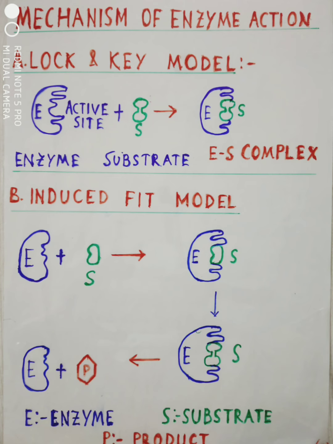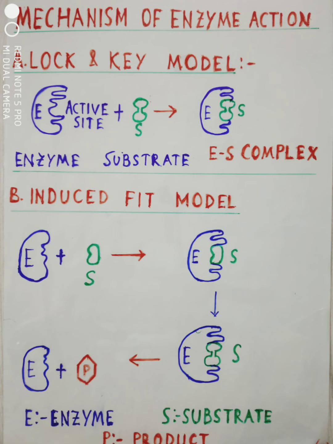Mechanism of enzyme action. Two models for substrate binding to the active site of the enzyme have been proposed to explain the specificity that an enzyme has for its substrate. A. Lock and key model or rigid template model of Emil Fischer, and B. Induced fit model or hand-in-glove model of Daniel E. Koshland. We will discuss one by one.